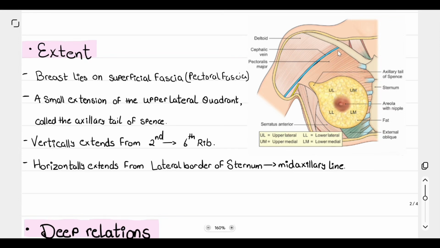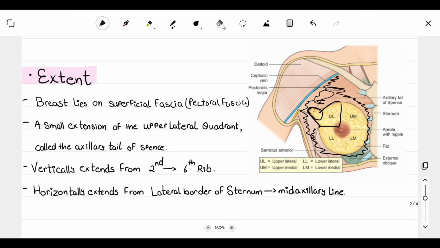So right here, if we assume this is our fascia, this is our superficial fascia, over this superficial fascia lies our breast. Secondly, a small extension of the upper lateral quadrant is called the axillary tail of Spence. This is a small extension of the fatty tissue of the breast, extending from the upper lateral quadrant. This is our upper lateral quadrant. It extends and is known as the axillary tail of Spence. Clearing away my ink for you.